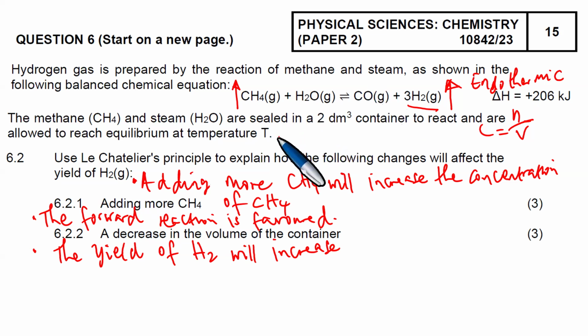Right, so in the end, you are mixing methane and water in a container whose volume is 2 cubic decimeters, and you mix them up. But when you're doing the mixing, there is a product, namely carbon monoxide and hydrogen gas. There are 2 products that form there.